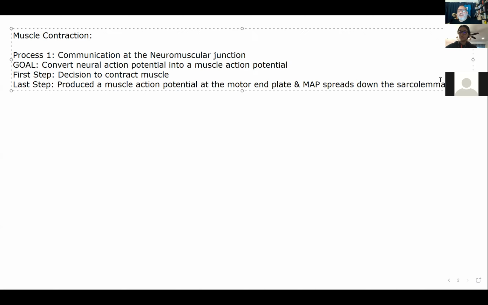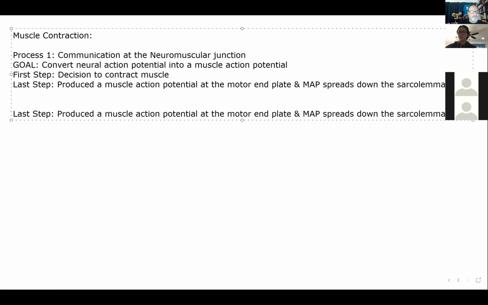I make a point of emphasizing this, that our last step of part 1 is producing that muscle action potential at the motor end plate and spreading it down the sarcolemma, because not only is it the last step of the first process, but what else is it? The beginning of the next process. Exactly. It's going to be the first step in process 2. And what is process 2?